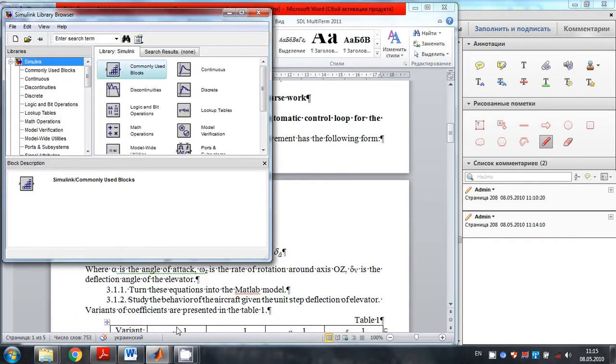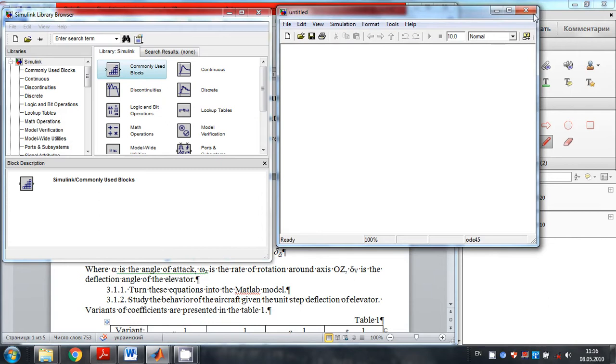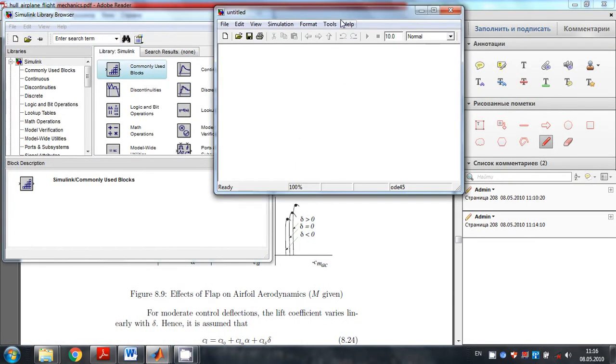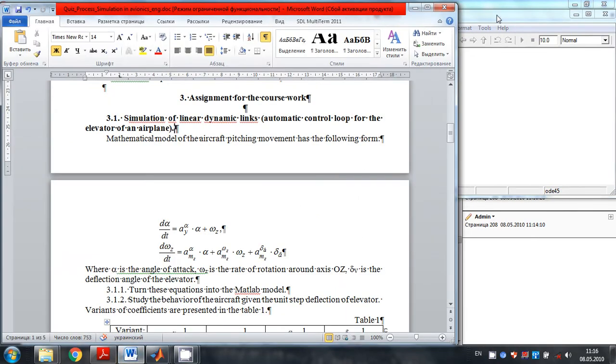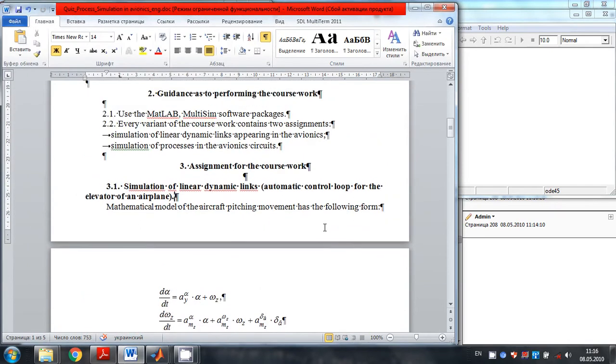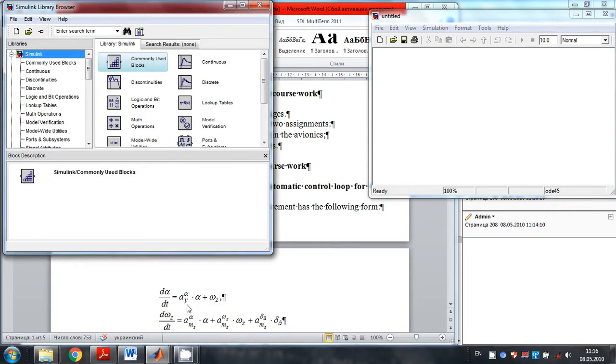I'm already having this MATLAB running on my computer, and how to run MATLAB I tried to explain to you before. So we open Simulink, and we create a new model. Now we open the Simulink library, and we take a look at the system. I'll put it here. So when I switch back to the Simulink library, I'll see the equations. So what do we basically need? Since we have a derivative here, to get the angle of attack we'll need to integrate this whole equation. So we need some integrators.